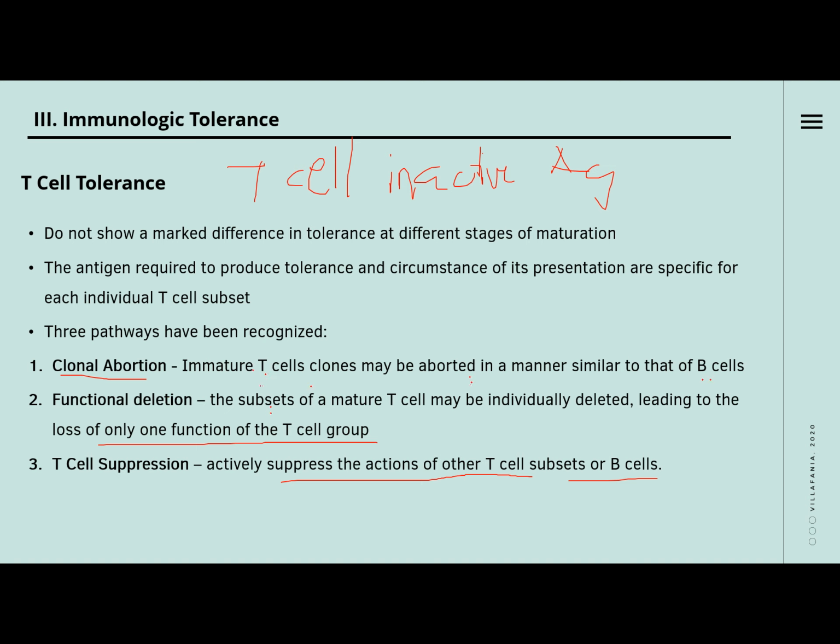One group or one subset is deleted. Then kapag T cell suppression naman, lahat or suppressed ang action of other T cell subsets. So kung wala ng T helper, pati yung T cytotoxic mo wala na din. So those are the possible ways why your T cell would become inactive or would tolerate the presence of antigens. And again, this can cause autoimmune diseases.